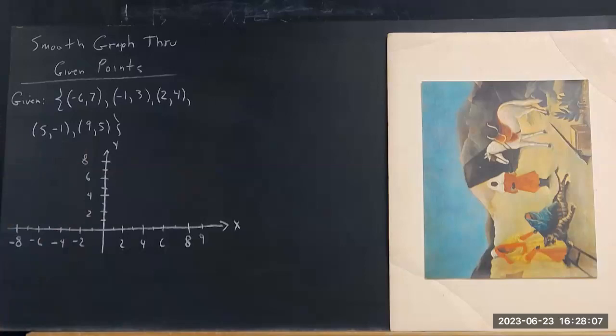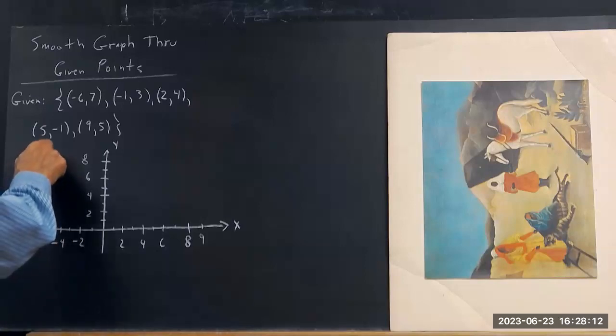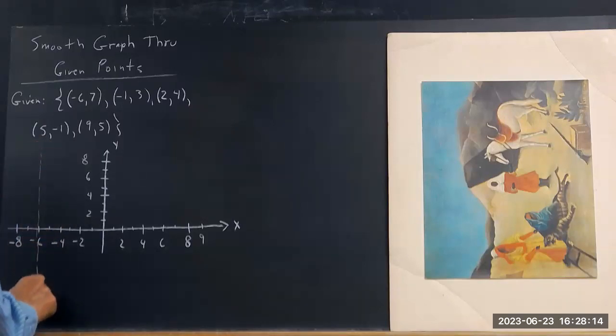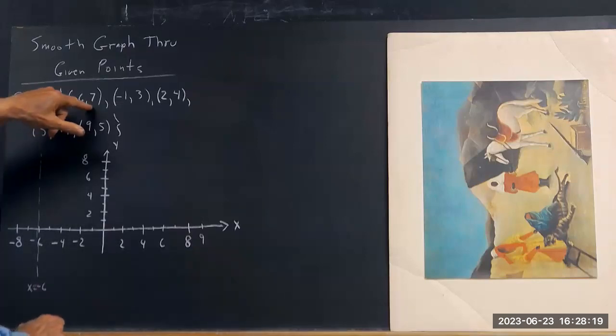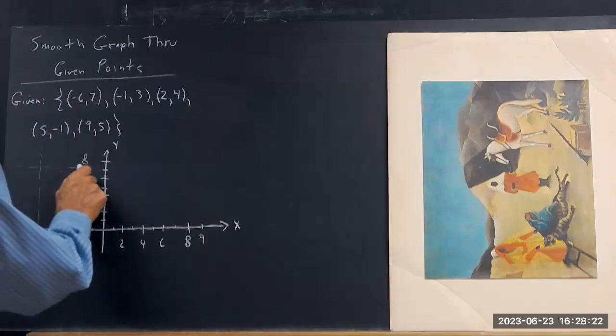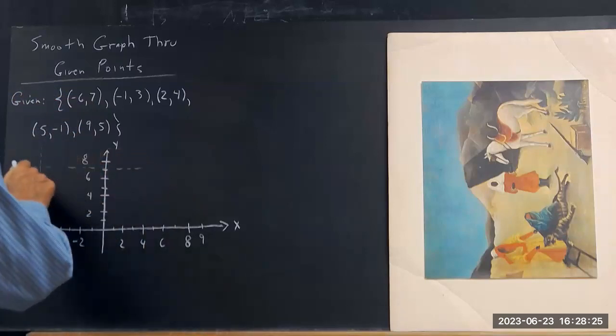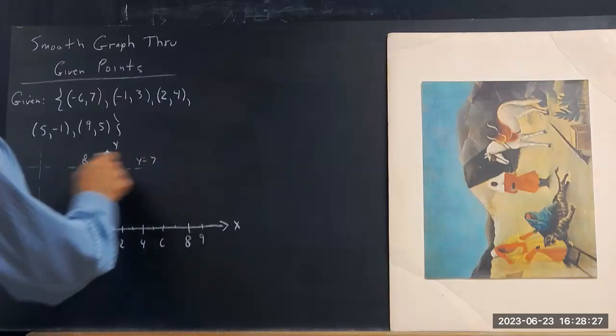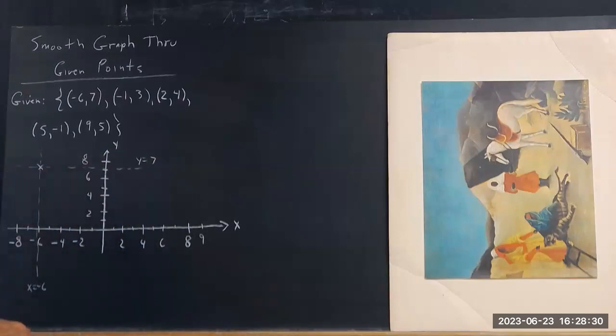Okay, so now I locate my points. -6, 7. Well, -6 goes on the vertical line, x equals -6. The y coordinate is 7, so we go to the horizontal line, y equals 7. And we get a point. I'm not going to belabor all these because we've seen how to use horizontal and vertical dotted lines, projection lines, call them, to indicate where x is -6 and where y equals 7 and so forth.